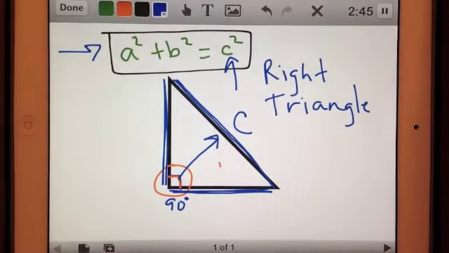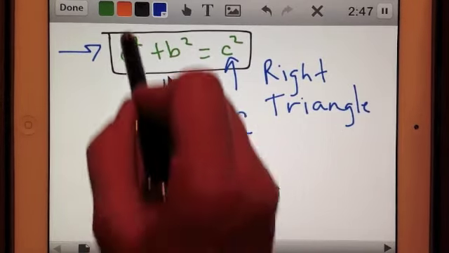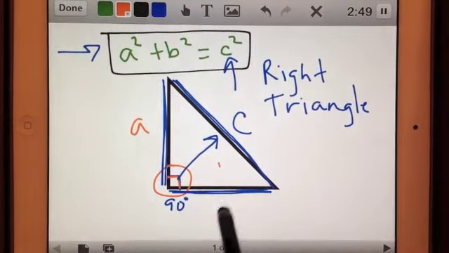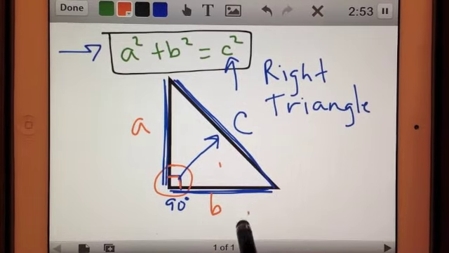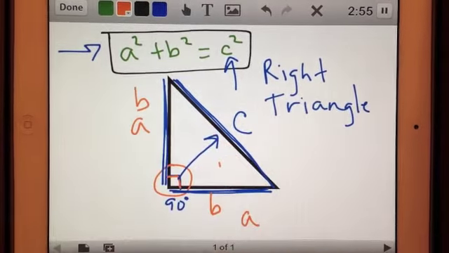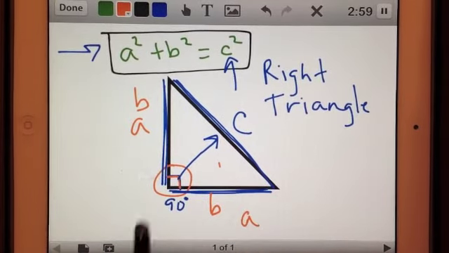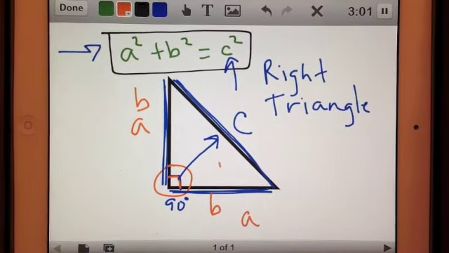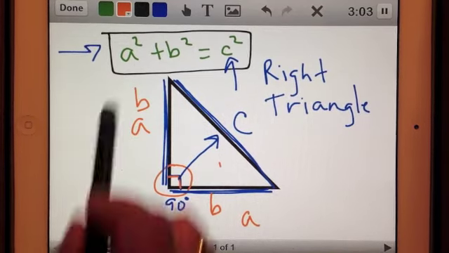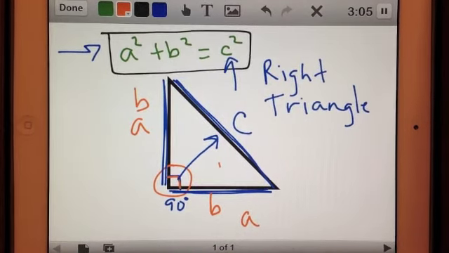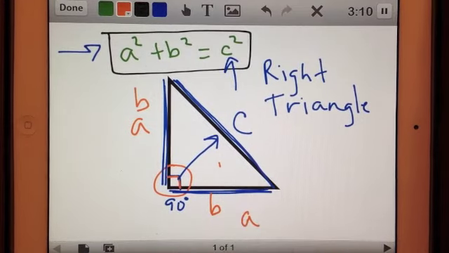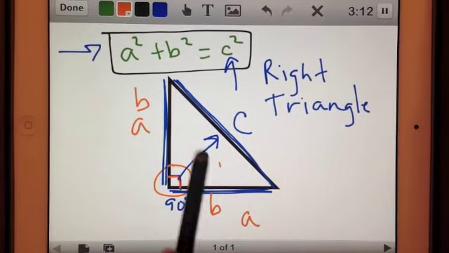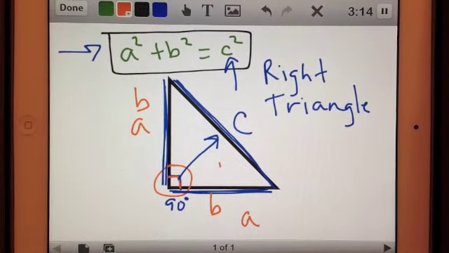Now, A and B, it doesn't really matter whether you say this is A and this is B, or if you want to flip it and say this is A and this is B. As long as A and B indicate the sides, the legs of the right angle, then you're fine using this formula and plugging the numbers in accordingly. But C is the one that must always refer to the hypotenuse and no other side. And this diagonal side is called the hypotenuse.